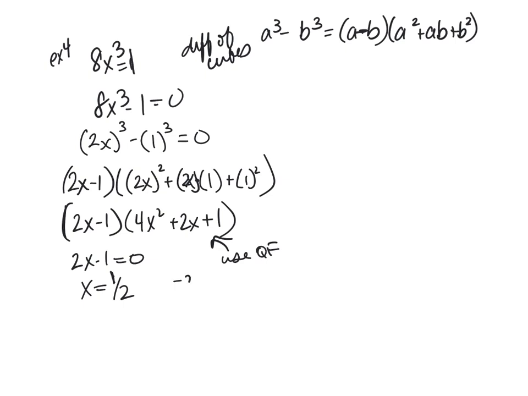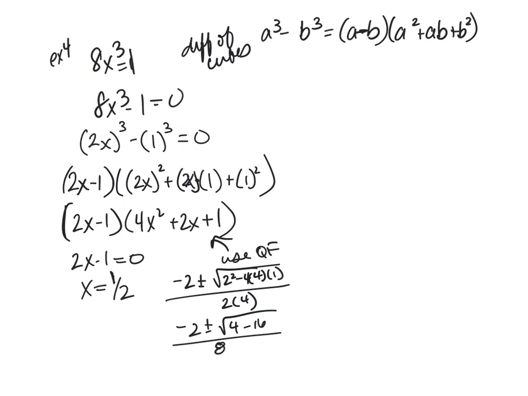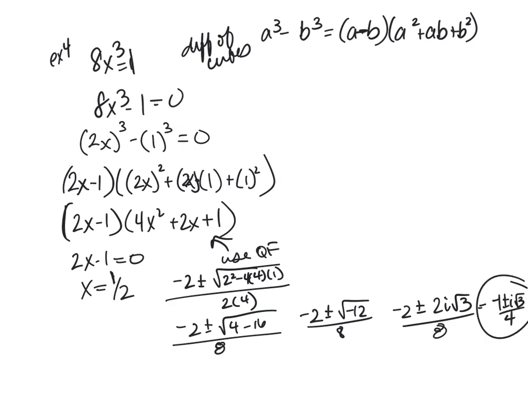So I get negative 2 plus or minus the square root of 2 squared minus 4 times 4 times 1, over 2 times 4, 2 times a. Negative 2 plus or minus the square root of 4 minus 16 over 8, which is negative 2 plus or minus the square root of negative 12 over 8. And so negative 2 plus or minus 2i square root 3 over 8. Divide everything by 2, so negative 1 plus or minus i square root 3 over 4. Those are my imaginary roots.